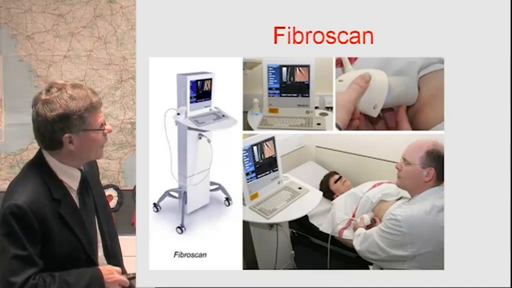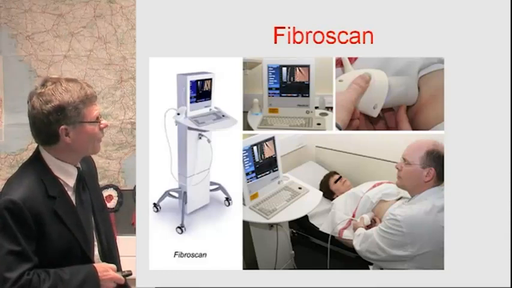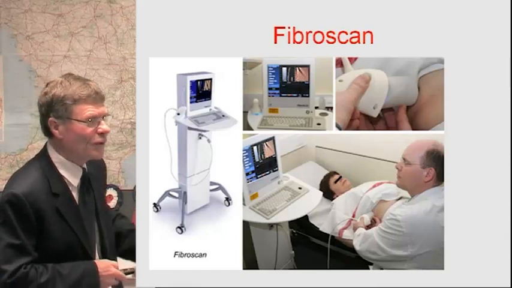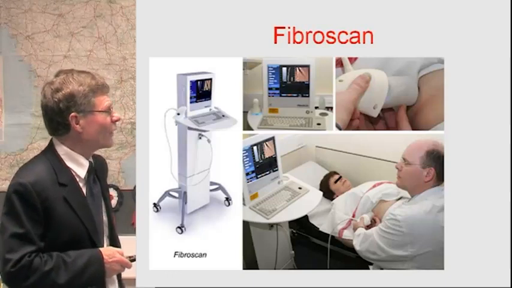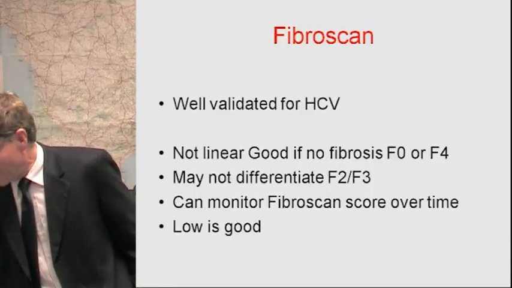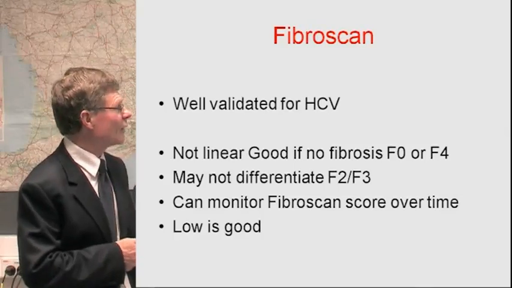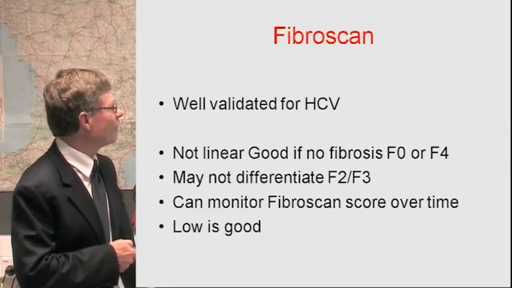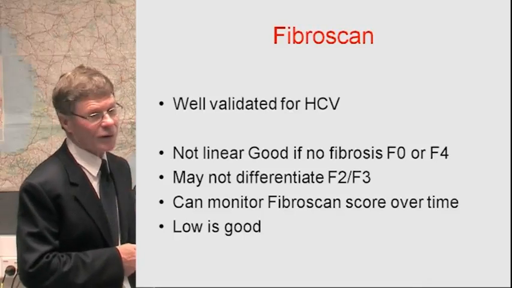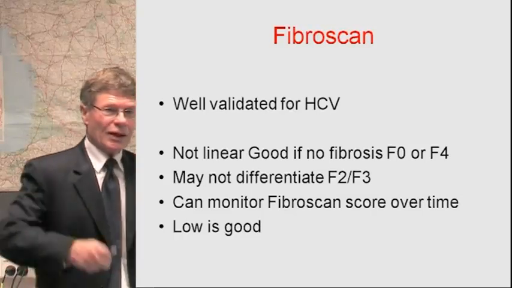There's the probe here, and you try and get it between the ribs so that you're not getting muscle or rib. And you've got an ultrasound there that tells you whether you're firing on the liver, and you put 10 pulses through to tell you whether it's a sponge ball or a cricket ball, and you average those scores, and that gives you an indicator of fibrosis. It's well validated for Hep C. It's not so good for fatty liver, not so good for hepatitis B, unfortunately. And it's not linear. It's very good telling you there's no fibrosis or you're cirrhotic, but it would have difficulty distinguishing a 2 and 3. But it's very useful. You can monitor your patients over time.